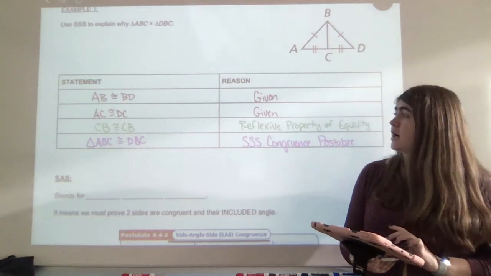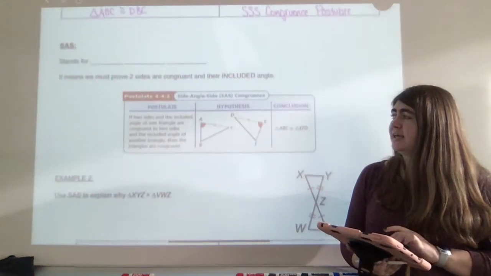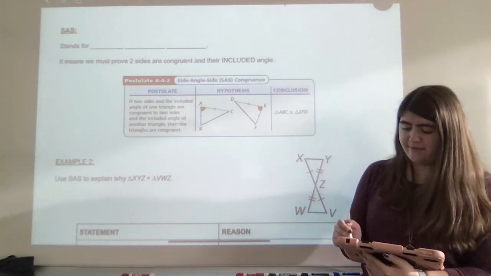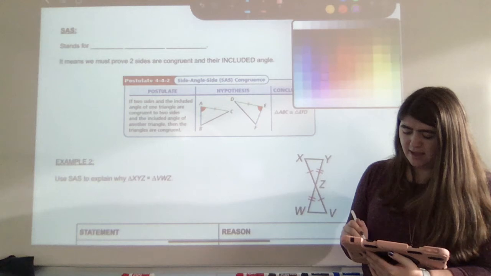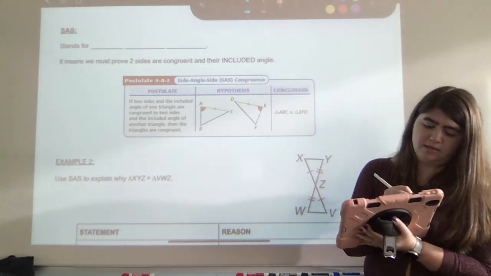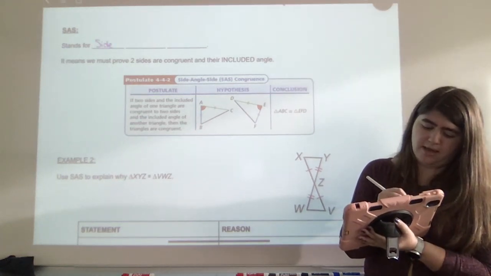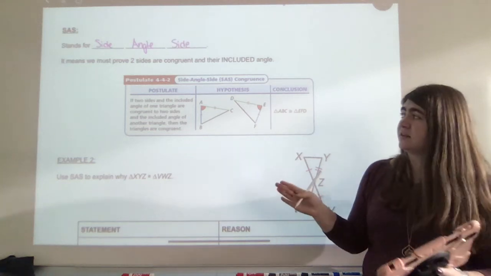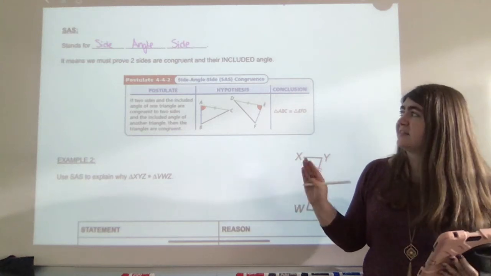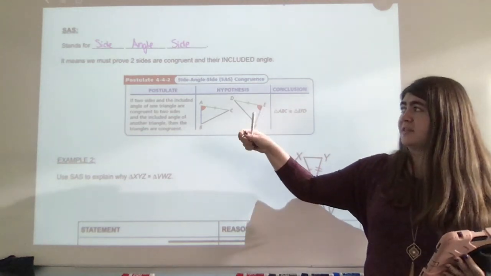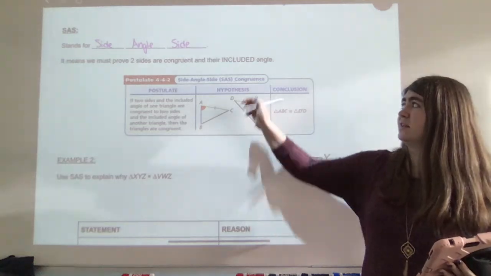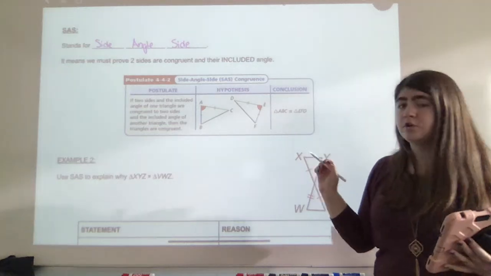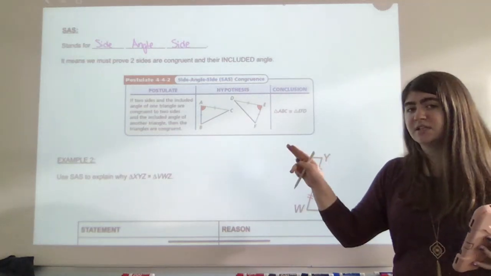We have one more shortcut that we're going to take a look at today, and that is the side angle side shortcut. So I have SAS, and side angle side is what that stands for. Side angle side. And again, this is a congruence postulate. The side angle side postulate says that we need to prove two sides and their included angle are congruent. So when I say included angle, I mean the angle that is connecting the two sides.